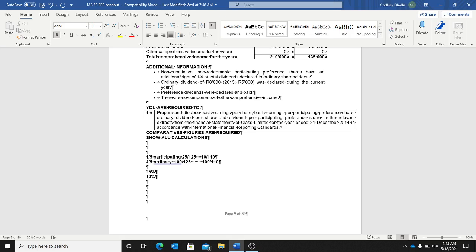Now, what then will happen if we use something called a proportion or a ratio? I'll show you now.